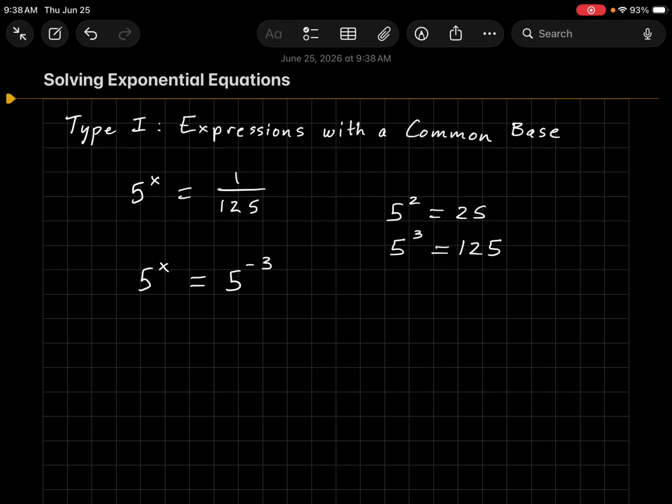And when we have an expression with a common base in a form like this, I don't divide by 5, I don't do a lot of fancy work. I can simply ignore the 5s because it should be obvious to us that if 5 to the x equals 5 to the negative 3, then x must equal negative 3.